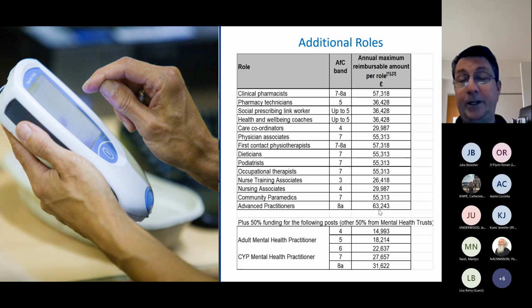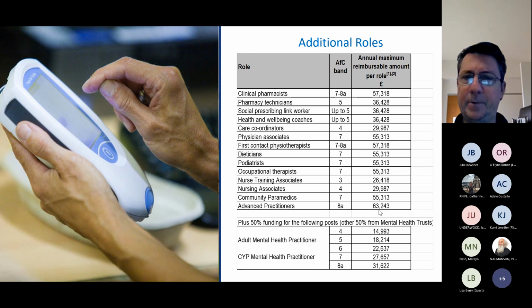So again, if you're looking at next year's funding per PCN, on average you're looking at something like £750 to 800,000 worth of funding. It can be made up of whatever staffing matrix you want to have of these roles. Just to give you an idea, usually quite a few clinical pharmacists and pharmacy technicians go in. They're very popular roles for PCNs.